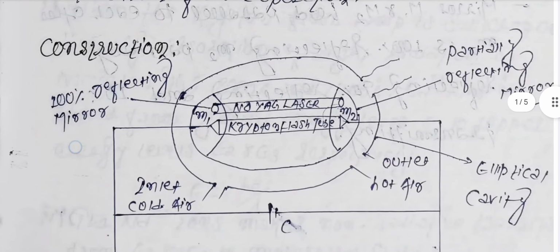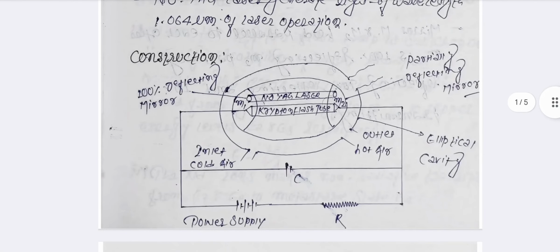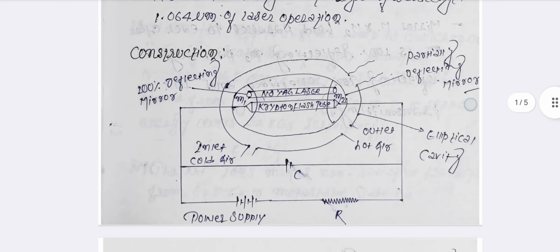This is the construction figure, friends. This is a very important figure for this topic. It shows a 100% reflecting mirror M1, a partially reflecting mirror M2, inlet cold air, outlet hot air, the capacitor, power supply, and elliptical cavity.